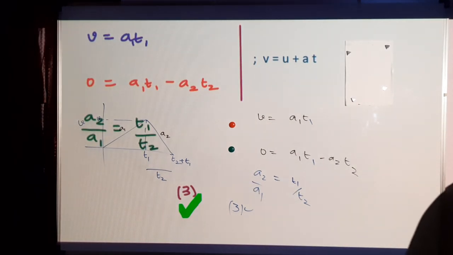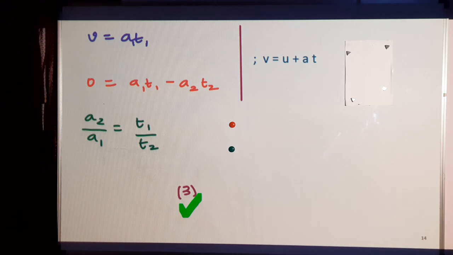3 is the correct answer. The scooter is starting from rest and accelerates at the rate of a1 for a time t1. So the final velocity v equal to u plus at, u is 0, so it's a1 t1. And for the second part, the final velocity is 0, the initial velocity is the final velocity of the first part, a1 t1, and then plus at, where acceleration is minus a2 and the time is the interval t2. From this I'll get t1 by t2 as a2 by a1.